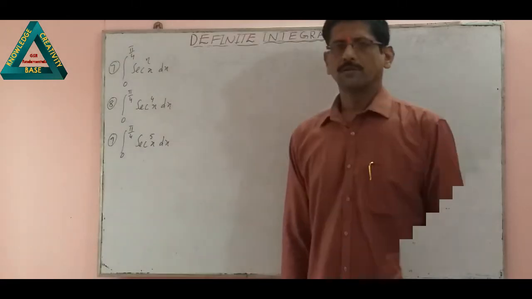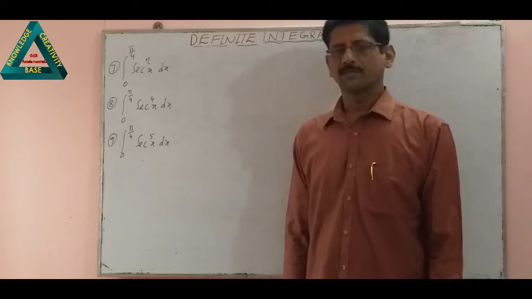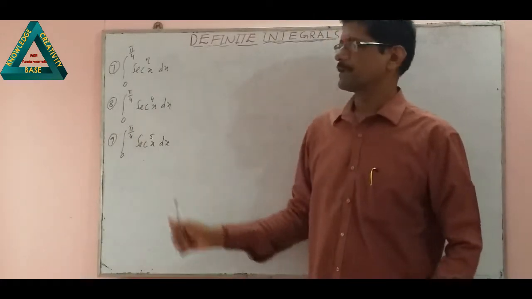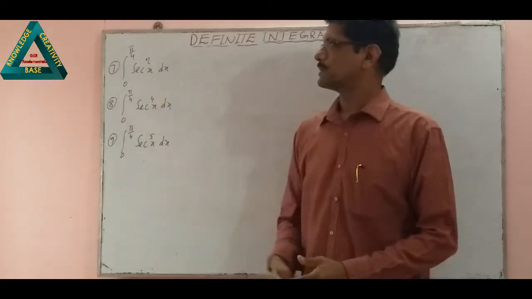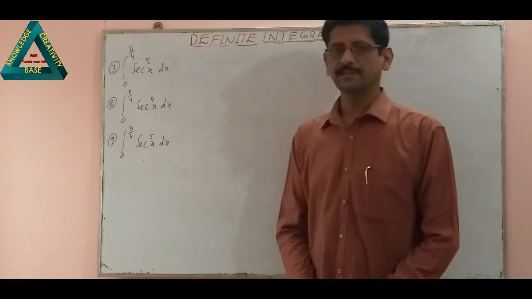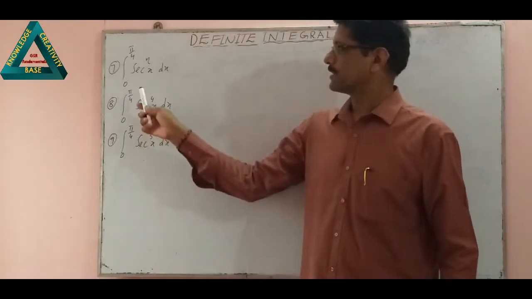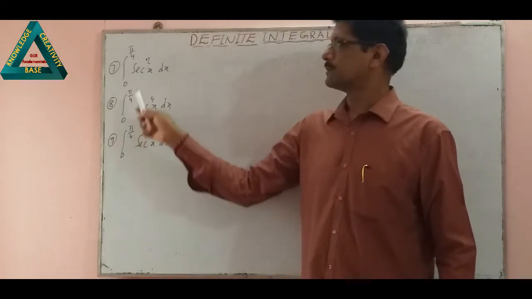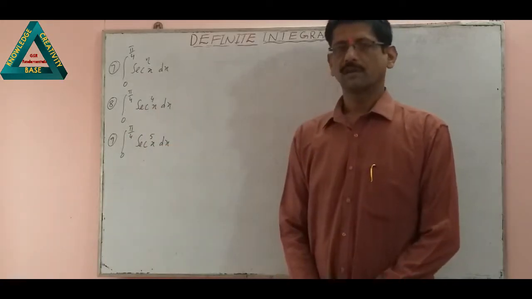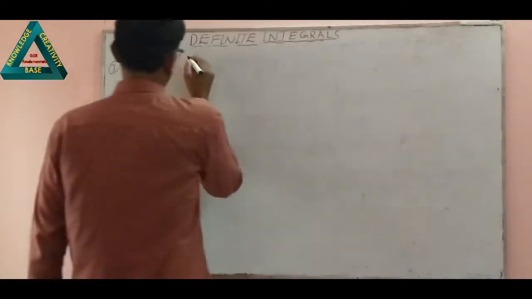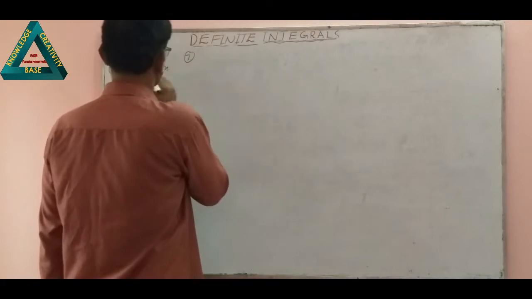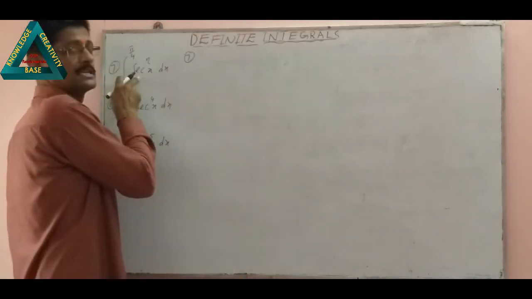So in this class, I am going to explain 3, 7, 8, 9. 7 is a reduction formula, integral 0 to pi by 4 secant power n x dx. By using the 7th result, we evaluate 8 and 9. What is the 7th one? Proof of the reduction formula for secant.